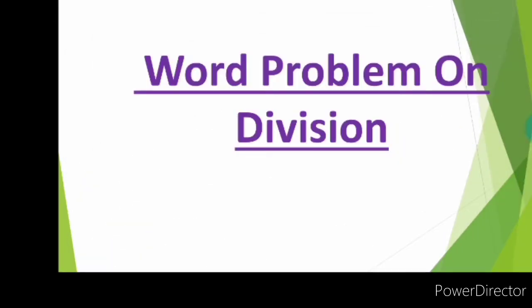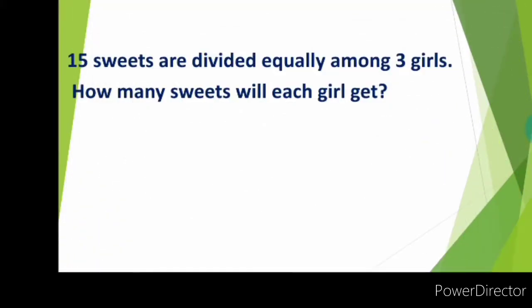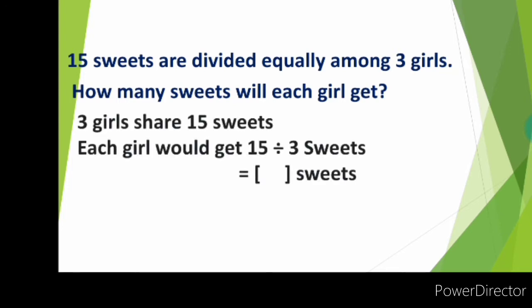Word problem on division. Let's take our first example. 15 sweets are divided equally among 3 girls. How many sweets will each girl get? If you divide 15 sweets among 3 girls, how many sweets will each girl get? Here our dividend is what? 15. Our divisor is 3. We're going to be sharing 15 sweets between these 3 girls.